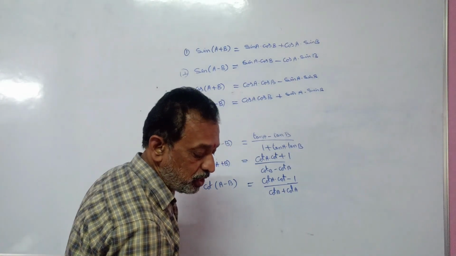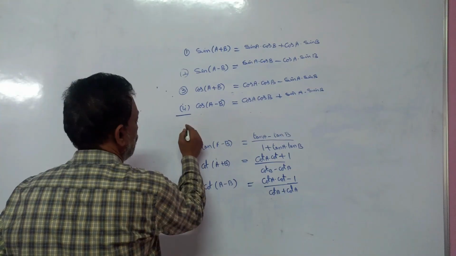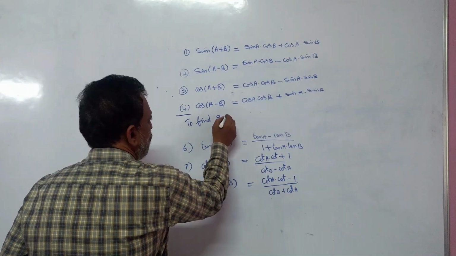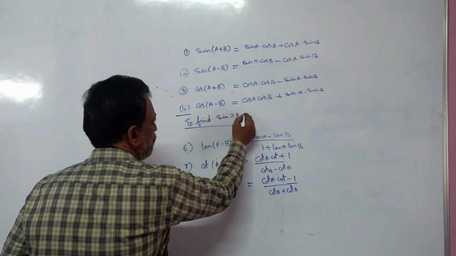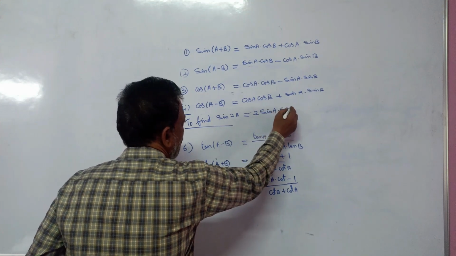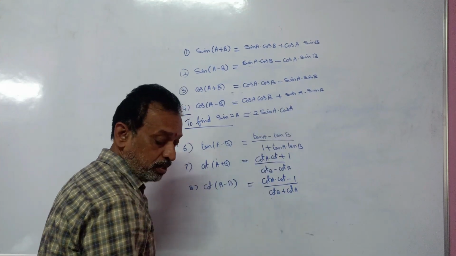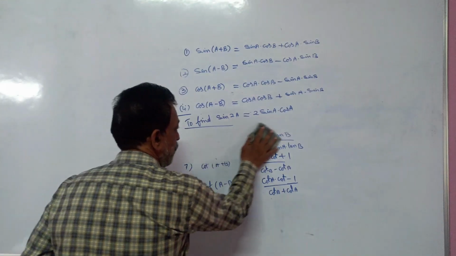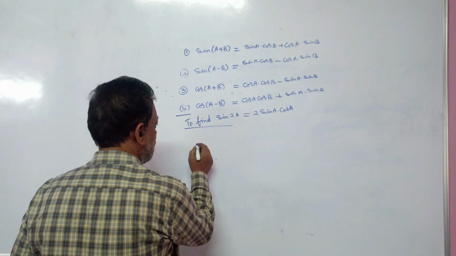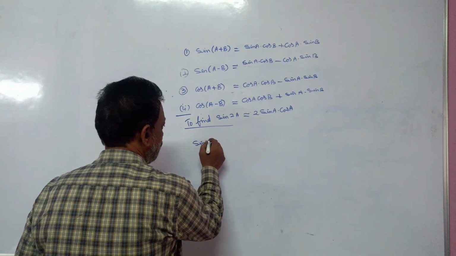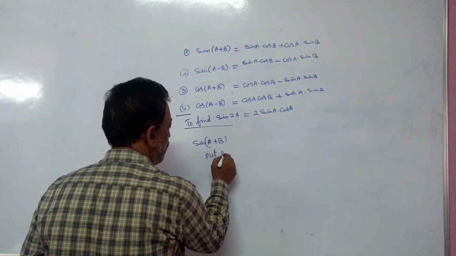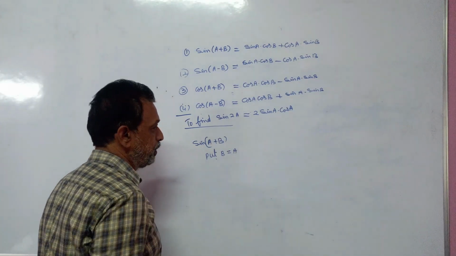Now I want to find sin 2A. To find sin 2A, if you know the formula, it is equal to 2 sin A cos A. How did you get it? Now in the case of the sin(A+B) formula, what am I doing? Put B equal to A.